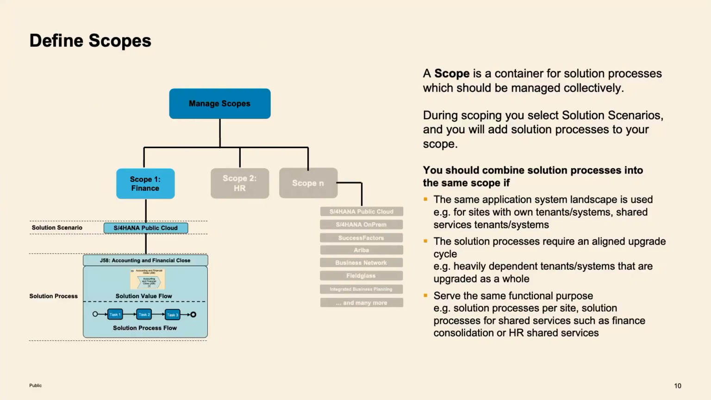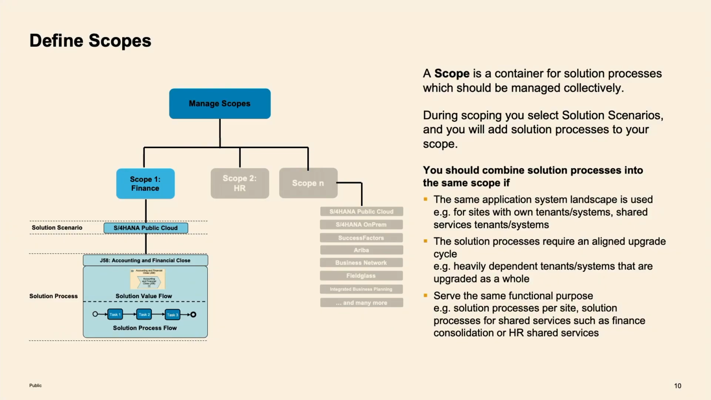So, define scope in more detail. We scope in SAP Cloud ALM a solution scenario, which is a package of processes. For example, for S/4HANA Public Cloud, you have a solution scenario, but also for S/4HANA on-premise, for different modules of Ariba, for example, for Ariba sourcing, for SuccessFactors Employee Central, and many, many more.